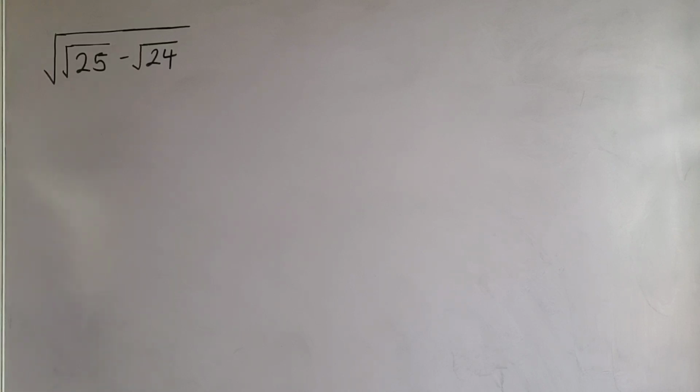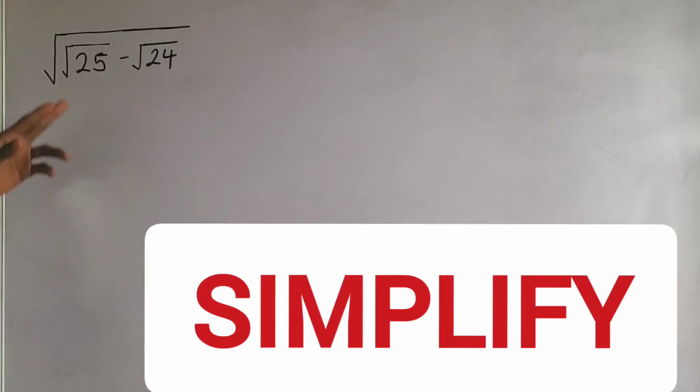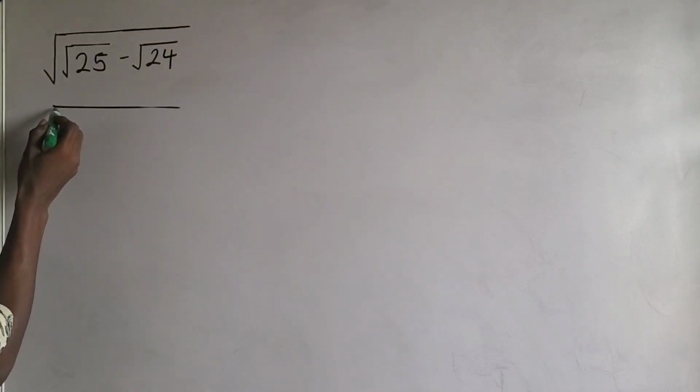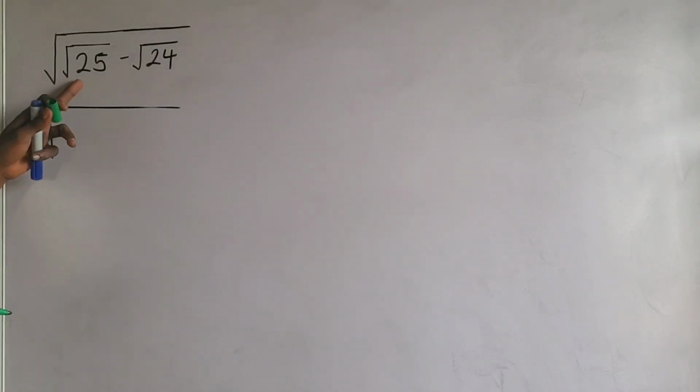Let's consider the question that we have on the board. We are asked to simplify the square root of root 25 minus root 24. Okay, how do we simplify this? The first step is that we know that the square root of 25 is 5.